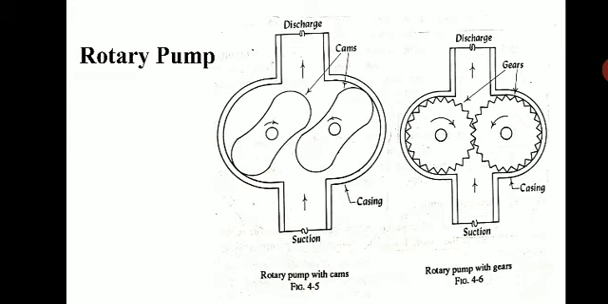The rotary motion is achieved by the cams. You can see here, these are called the cams. And here there are two types: one is rotary pump with cams and one is with gears. So these are the gears and these are the cams. In this type of pump the rotary motion is achieved by the cams, as you can see, or by the gears, as shown in the figure.